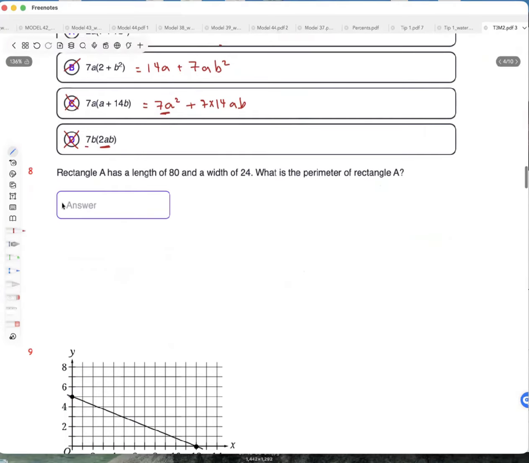Let's move to question 8. A rectangle has a length of 80 and a width of 24. What is the perimeter of the rectangle? You know the perimeter of a rectangle is length plus width, all times 2. So it's 80 plus 24, all times 2, which equals 208.